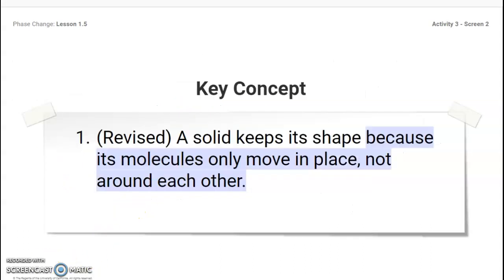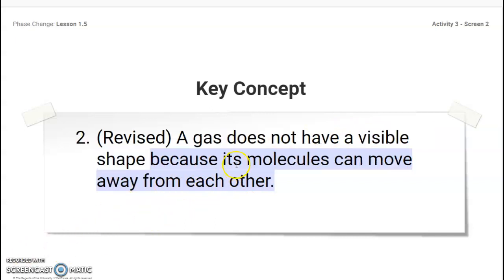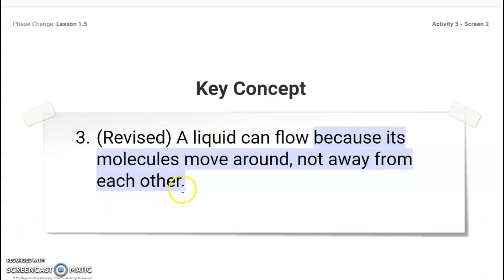A couple of key concepts we should know at this point. First, we're going to revise key concept number 1, but we're going to change it a little. A solid keeps its shape because its molecules only move in place, not around each other. We also know that a gas doesn't have a visible shape, and here's the revision for this: because its molecules can move away from each other. The third key concept is a liquid can flow because its molecules move around and not away from each other.